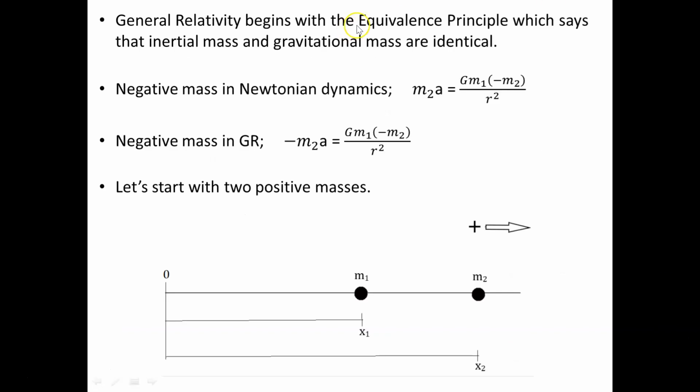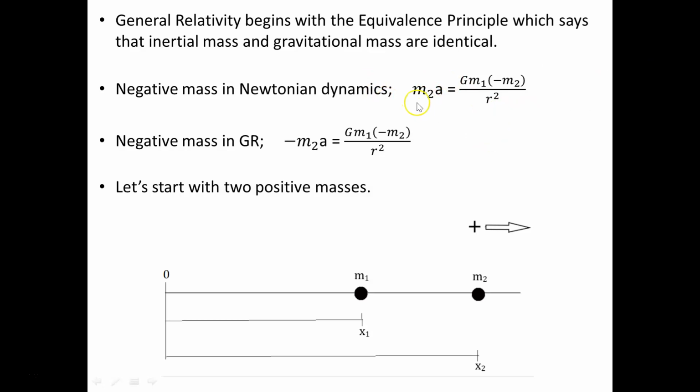Now, general relativity begins with the equivalence principle, which says that inertial mass and gravitational mass are identical. That's not required in Newtonian mechanics, but certainly it is in general relativity. The equivalence principle is the starting point of general relativity, and it says that inertial mass and gravitational mass are identical.